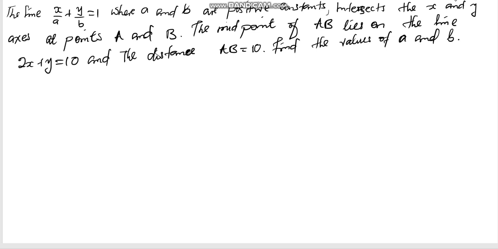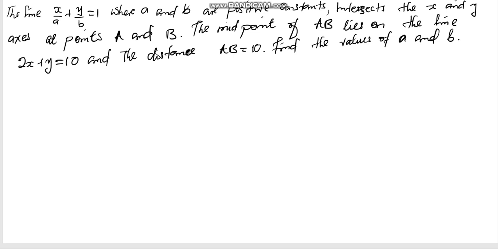Okay, so we have another question here. So the line x over a plus y over b equal to 1, where a and b are positive constants, intersects the x and y axis at the points A and B here. So the midpoint of AB lies on the line 2x plus y equal to 10. The distance AB is equal to 10. So we need to find the values of a and b here.